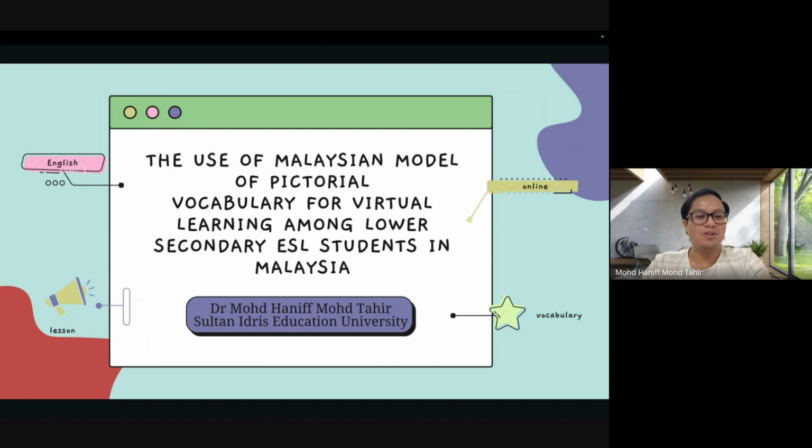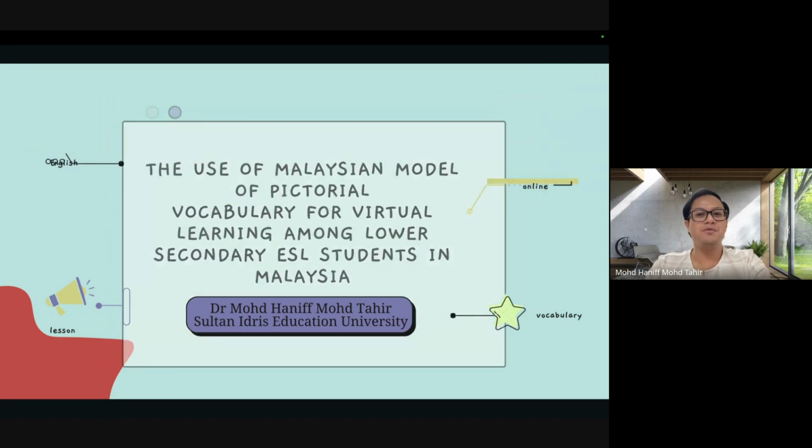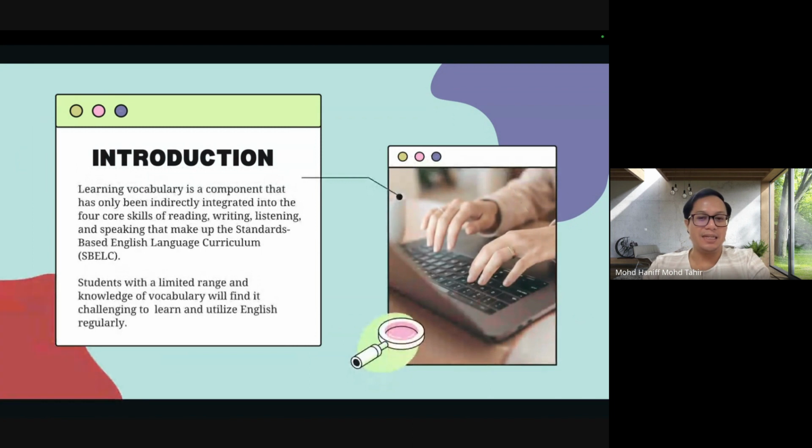Today I would like to present a research entitled The Use of Malaysian Model of Pictorial Vocabulary for Virtual Learning Among Lower Secondary ESL Students in Malaysia. My name is Muhammad Hanif and I am from the Sultan Idris Education University of Malaysia. Before we look into deeper detail, let us start with the introduction.